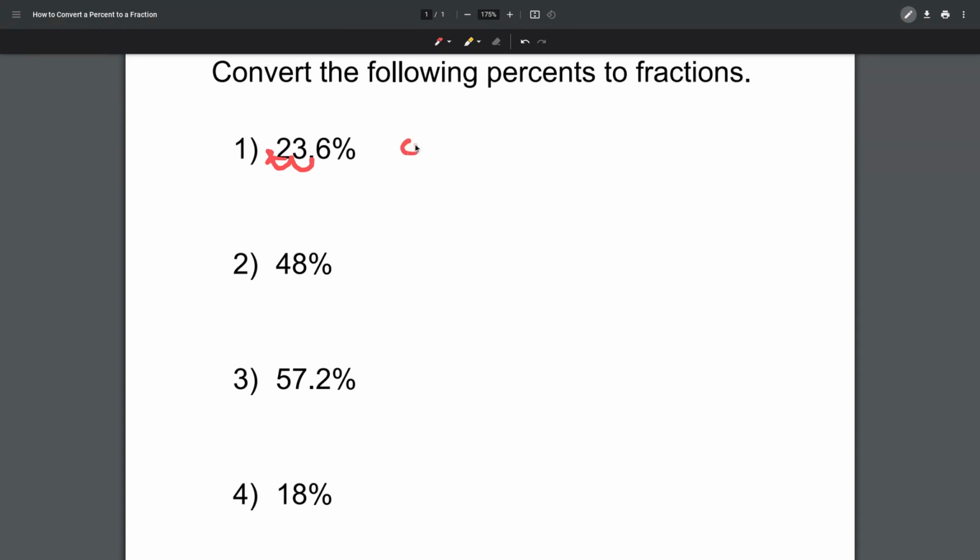So we've got 0, this is equal to, as a decimal, 0.236. My last non-zero digit here goes out to the thousands place, so I'm going to write 236 over 1,000. Okay, so now we do have it as a fraction, but we also want to simplify it.